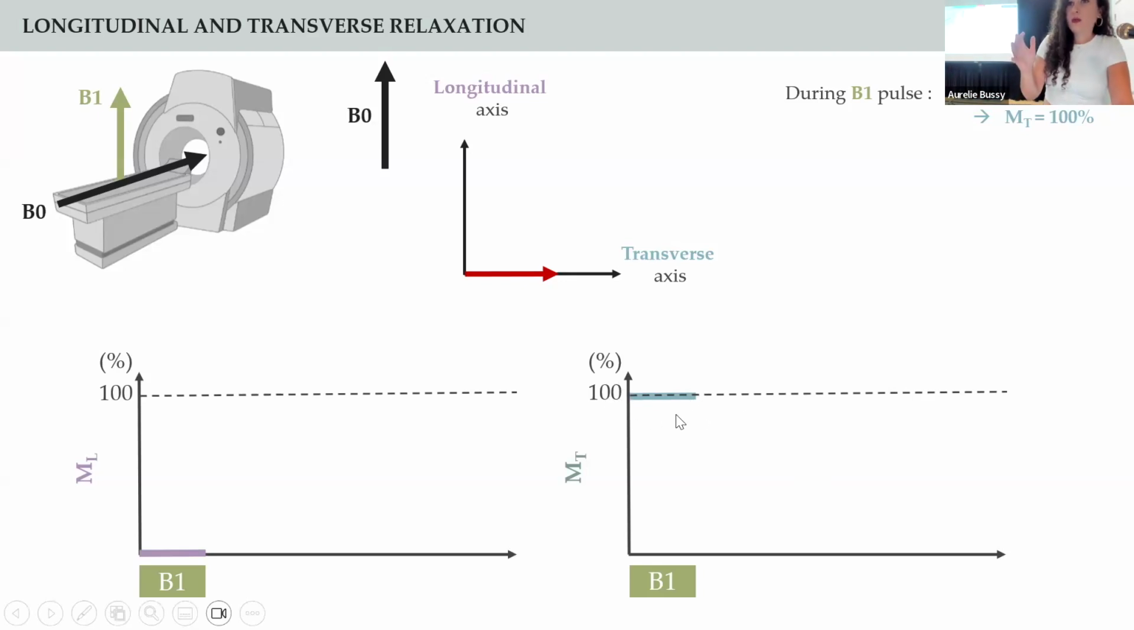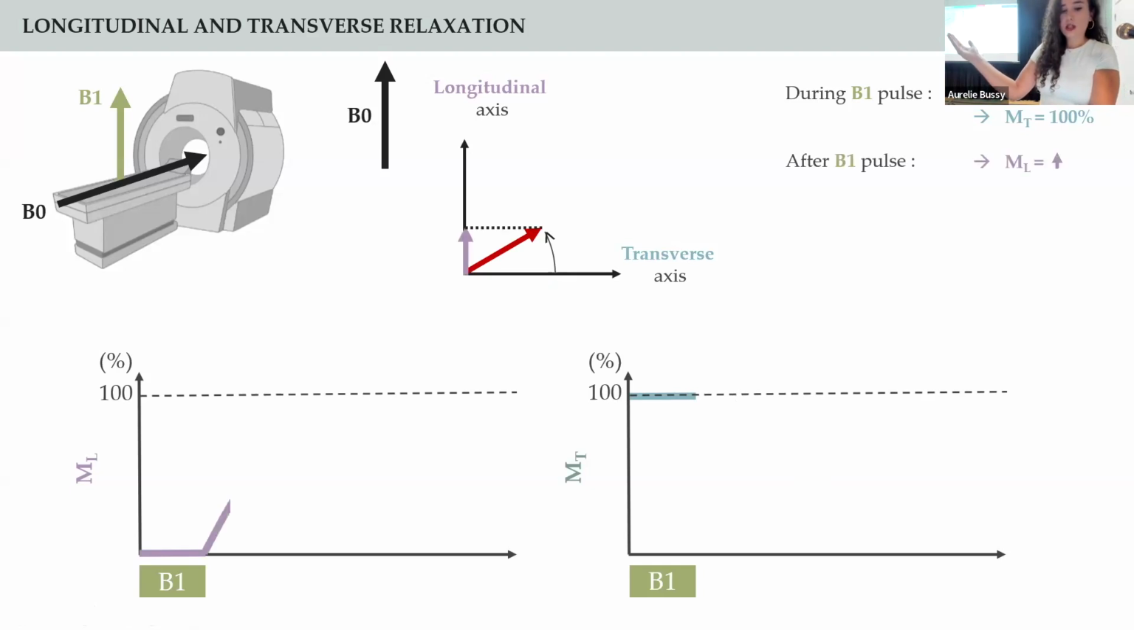But as soon as you stop B1, the magnetization is going to start going back to its original position because there is only B0 left. Of course, they will try to go back to their original states, and that is what we call relaxation. During this relaxation, if I put this vector a little bit more up, you can look at the projection on these two axes and see that the longitudinal magnetization is growing while the transverse magnetization is becoming smaller and smaller over time. And we can do that again and again.